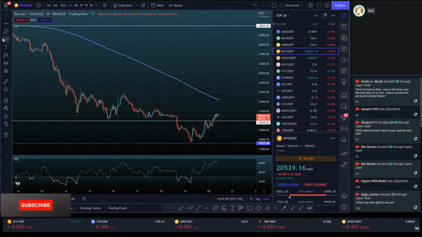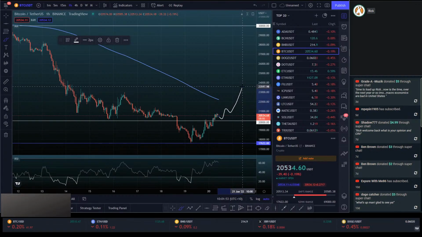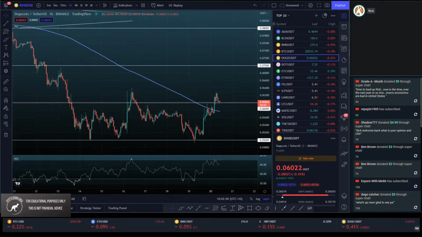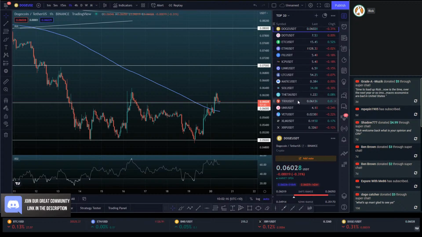Where it goes from here, I think will still be dictated by Bitcoin. If Bitcoin can start building some kind of a trend to go up, to recover, I don't think it's going to happen. But if it does, that's when more liquidity will be put into crypto as a whole, which will therefore give Doge the opportunity to start rising as well, and every other altcoin.